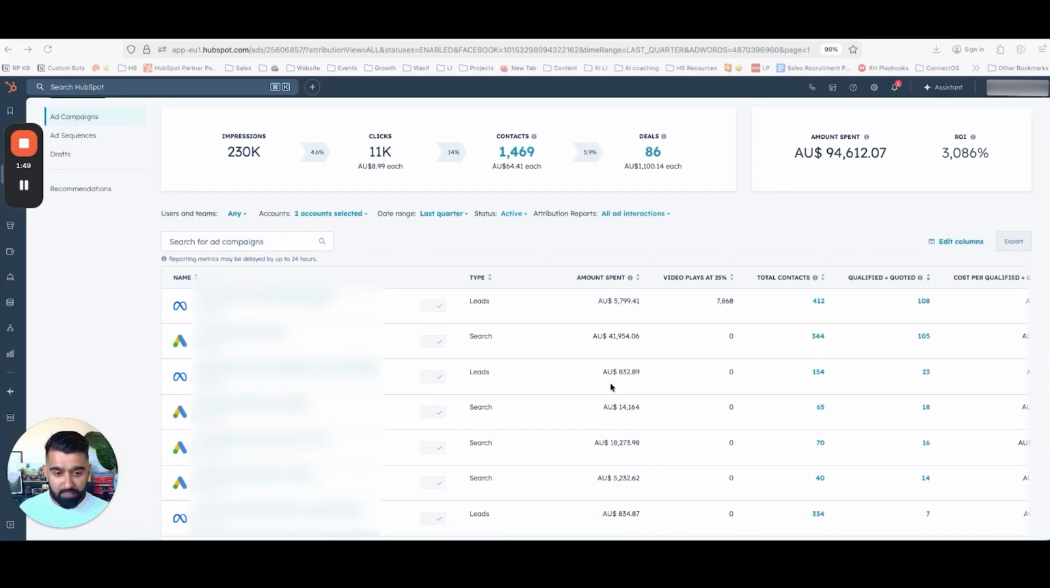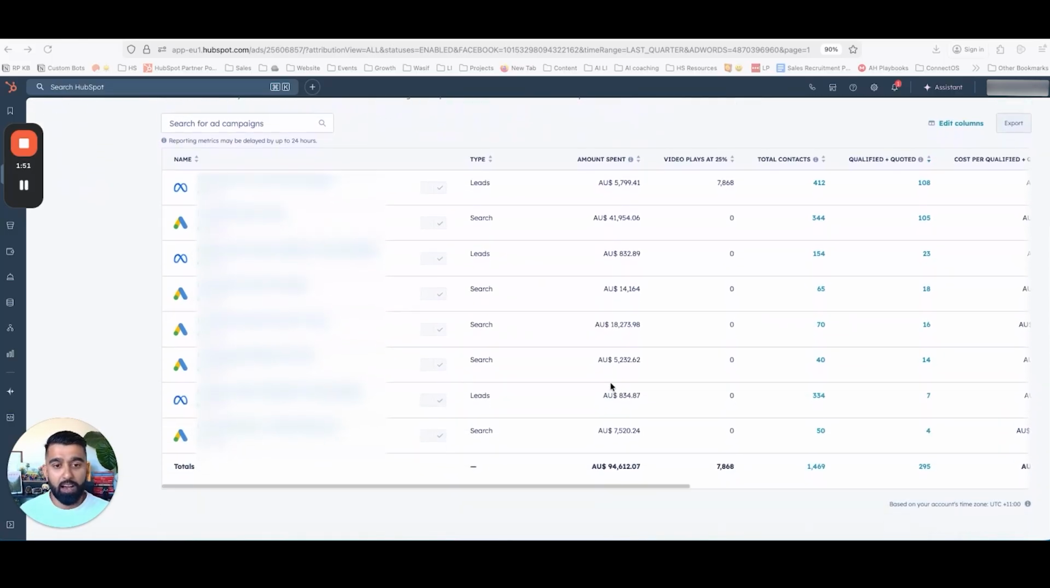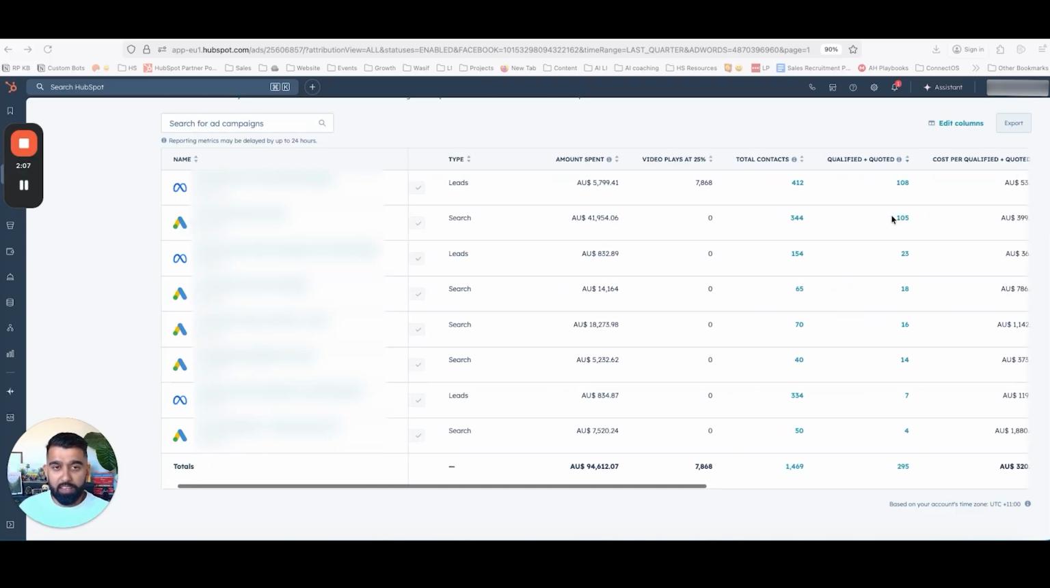So in this example, you can see a lot of metrics here that you can find on Meta and Google natively, right? So far, nothing really that amazing. So total contacts, okay, from this campaign, the first one, 412, so on and so forth. But what you will notice is when you integrate it, you can go a few levels further.